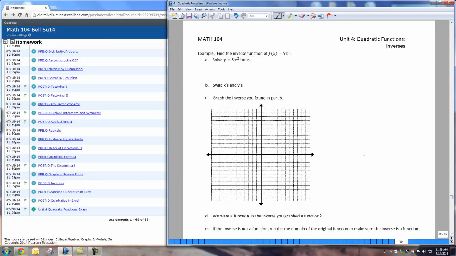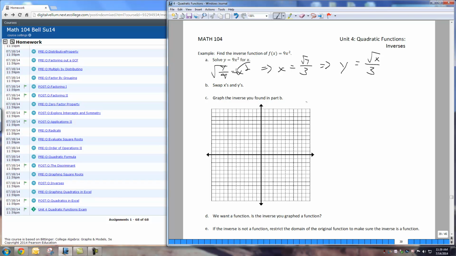Now let's do it for this function. Solve y equals 9x squared for x. So that means y over 9 equals x squared, and then we take the square root of both sides. That implies that x equals the square root of y over 3, because the square root of 9 is 3. Then we swap x's and y's, and we get y equals the square root of x over 3.